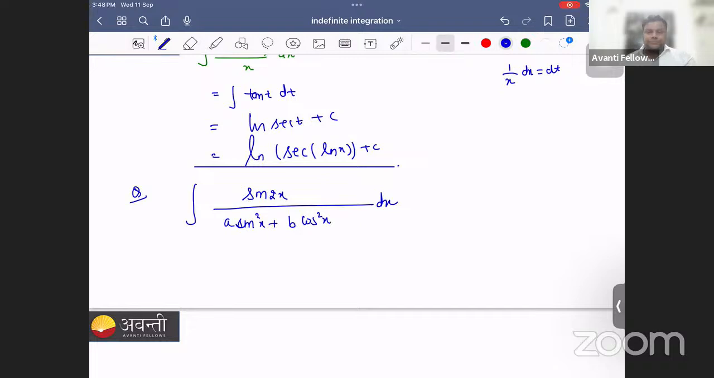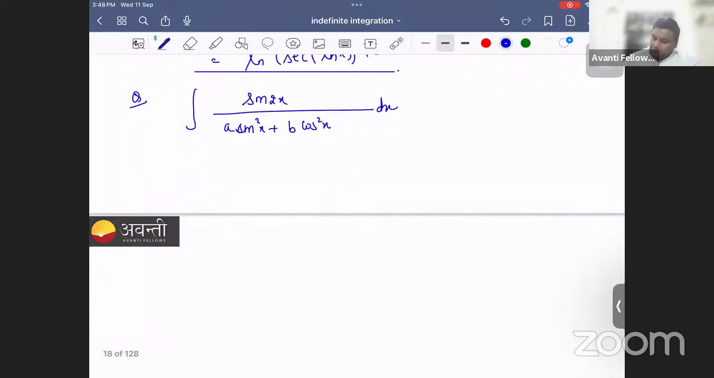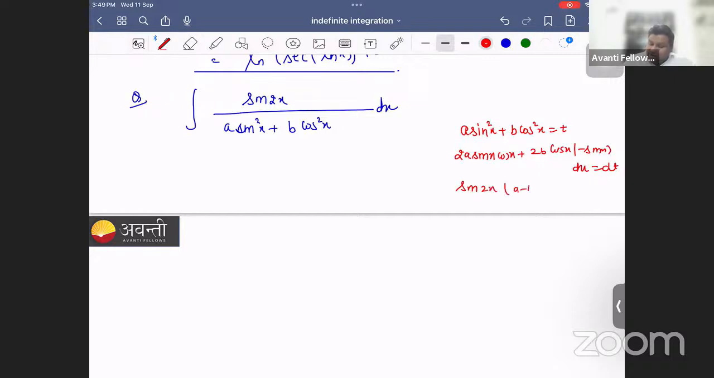Now see, let us assume that this a sin square x plus b cos square x is t. So its derivative is 2a sin x cos x plus 2b cos x into minus sin x dx is dt. Now everybody knows this 2 sin x cos x is what? Sin 2x. So if you take sin 2x, a minus b common, dx will be dt.